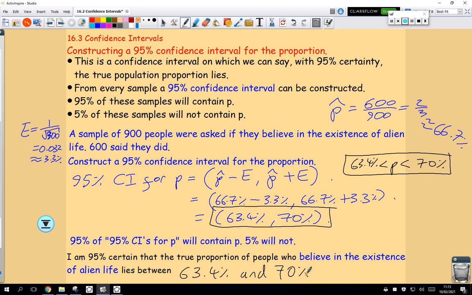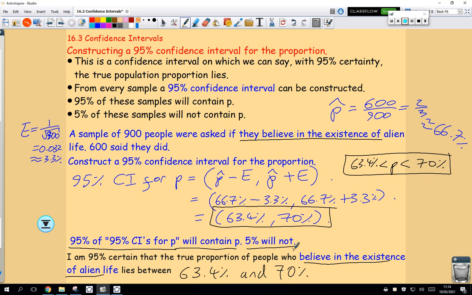I'm 95% certain that the true proportion of people who believe in the existence of alien life, remember that's what we were asking about, who believes in alien life, do you or don't you? 600 said they do. We're 95% certain that the true proportion lies somewhere between those two numbers. Okay? Why are we 95% certain? Because we know that 95% of all the confidence intervals for P that can be constructed will contain P. 5% will not. So there's a 1 in 20 chance that ours does not. There's a 19 in 20 chance that our confidence interval does contain the true proportion of people who believe in the existence of alien life.